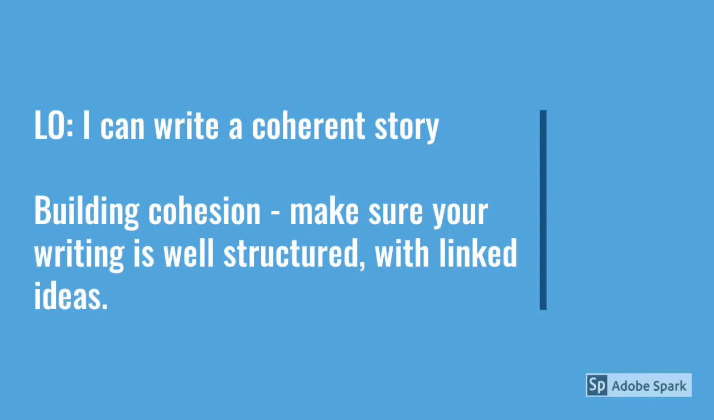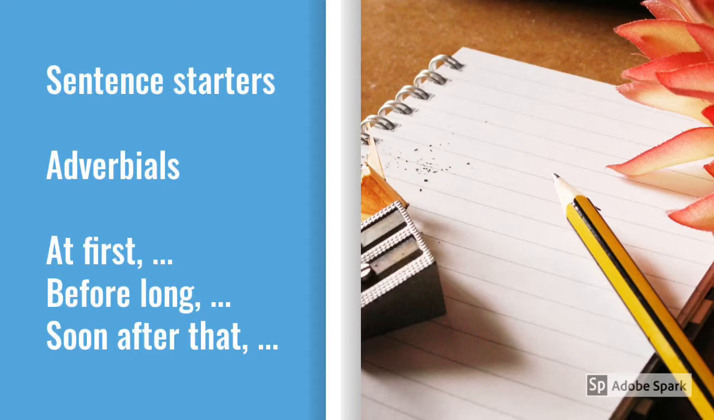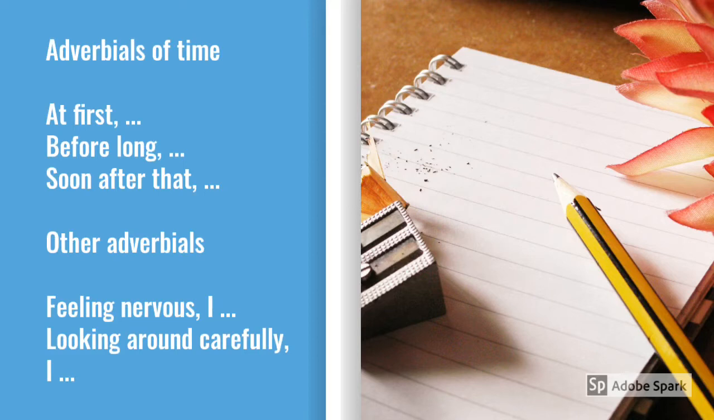Cohesion is all about making sure your writing is well structured and that the ideas are linked together. One way that you can build cohesion in your writing is by thinking about the sentence starters that you're including. To do this, you could use adverbials such as these adverbials of time, things like at first, before long, or soon after that. As well as adverbials of time, you could use other adverbials to show how you're feeling or what you're doing. For example, feeling nervous, I, or looking around carefully, I.